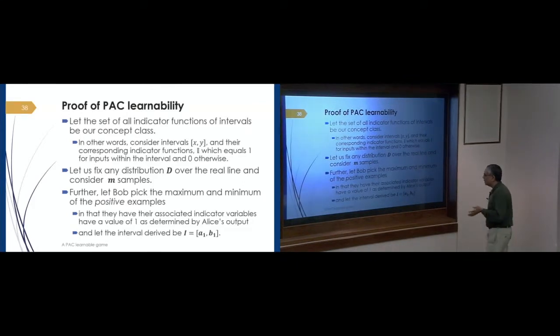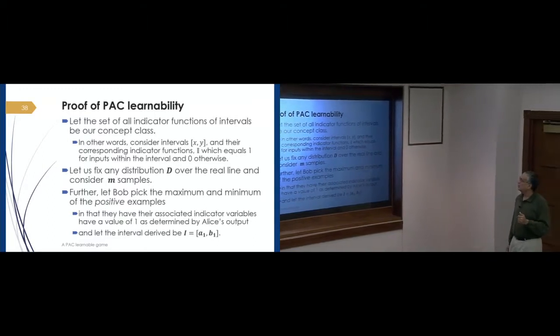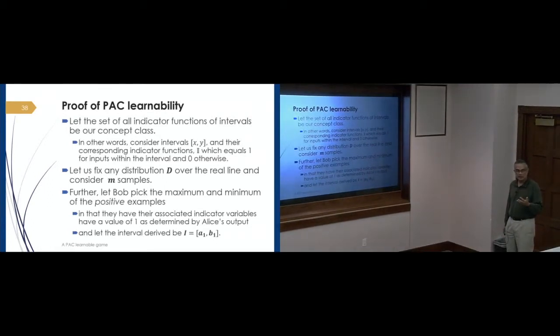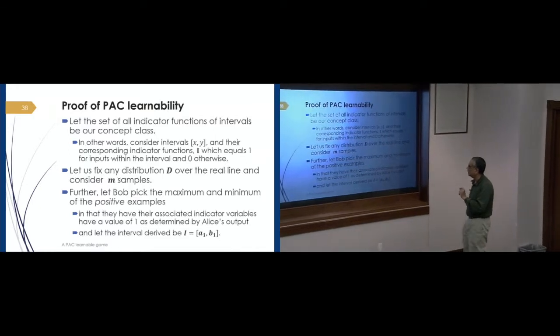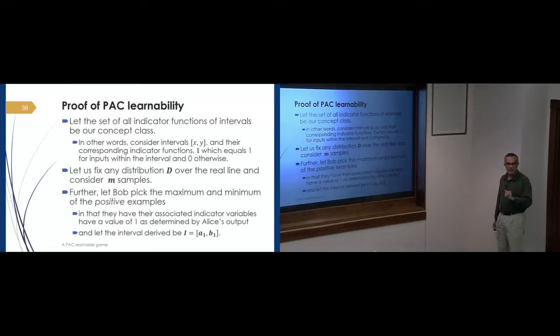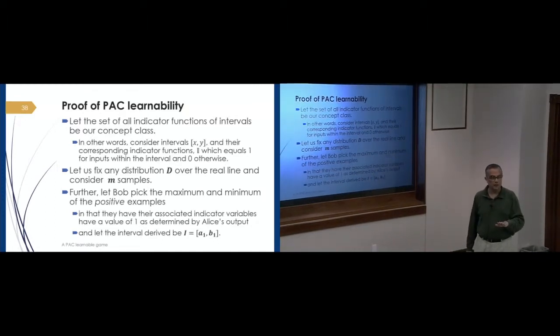So now we fall back again on our earlier framework. Let us consider the set of all indicator functions for intervals that we want to learn, and that's our concept class. Remember that we talked about concepts and concept classes a while back. If you take the interval [x, y] and take its corresponding indicator function I, which equals 1 for inputs within the interval and 0 otherwise, and let us also pick some distribution D over the real line and pick some m samples. So now we are setting the game up. Instead of deciding informally that something is in the interval or not, we will now write it down as an indicator function, and therefore the indicator variable that function produces.